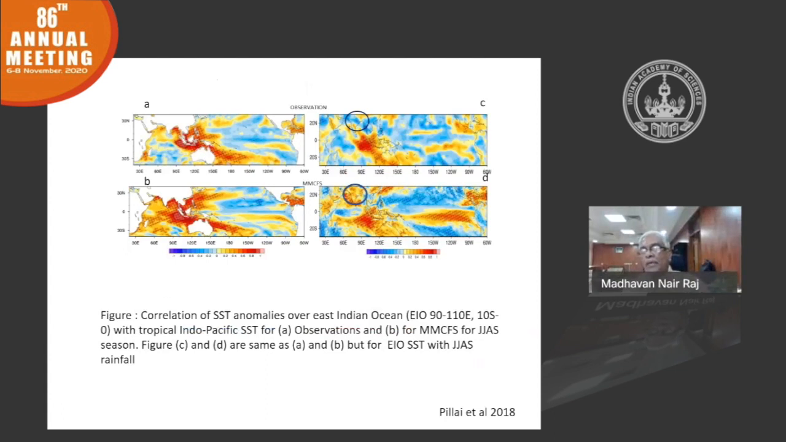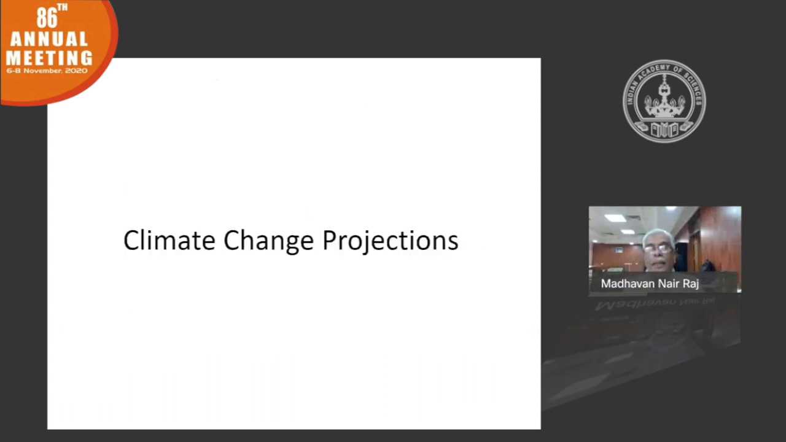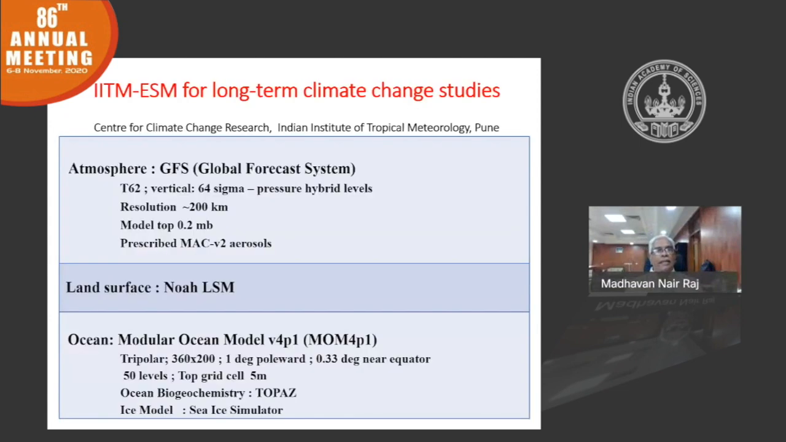When sea surface temperature goes up, we get less monsoon. However, with this monsoon prediction model, it is not the same story. It doesn't show the correct signal. And for climate change projections, we also have an S-system model developed by our group at IITM.